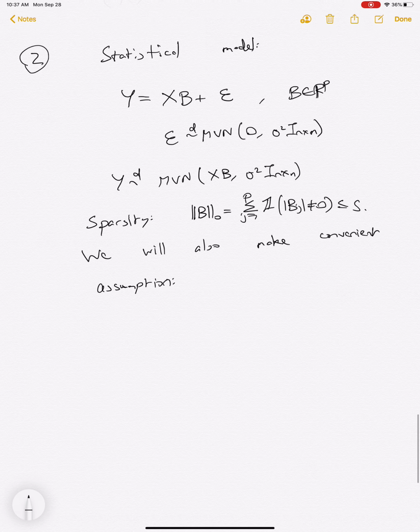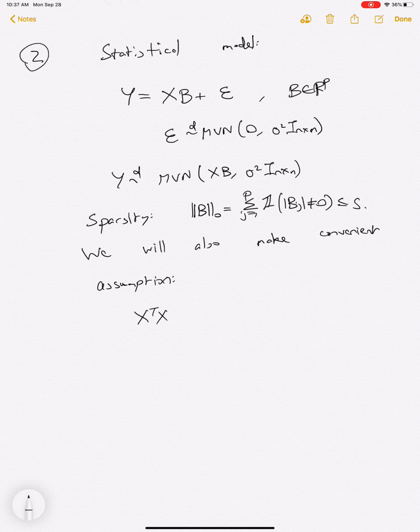And we're also going to make this convenient assumption that we did in the previous lecture. Okay, and that again is going to be useful for analysis. But as I mentioned in the previous lecture, a lot of the insights that we deduce from this example carry over to more general design matrices X. But the main idea is to get a sense of what's going on.